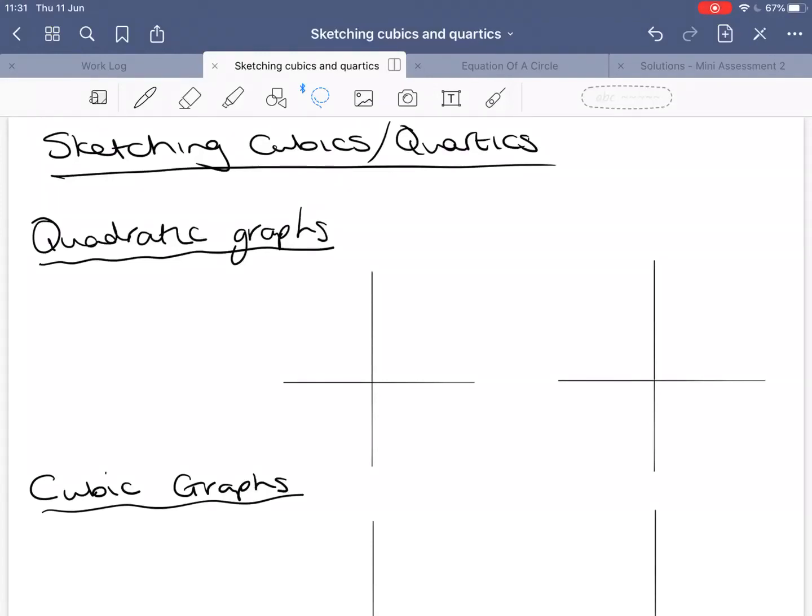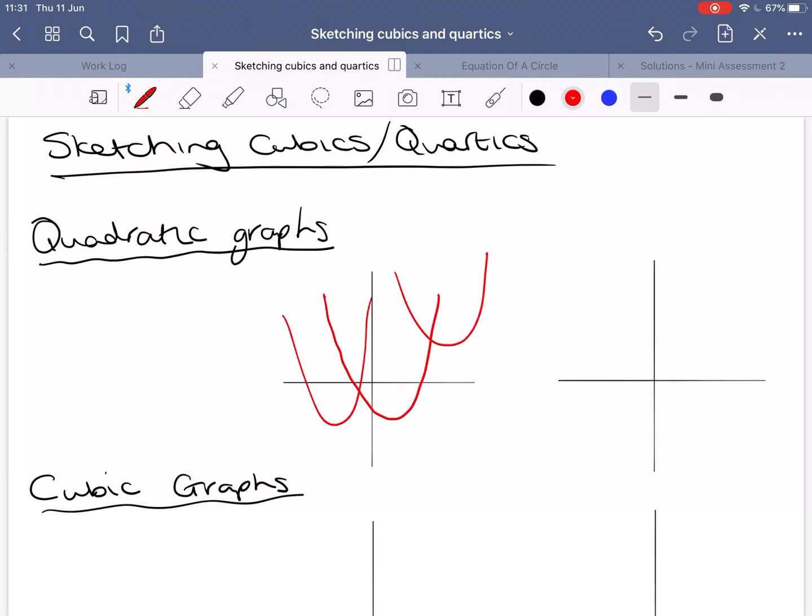Okay, so today we're going to look at sketching cubics and quartics, and I'll explain what they are in a second. But to begin with, we've got to think about quadratic graphs. Now, we all know what shape a quadratic graph has, and a quadratic graph generally has a shape a bit like this, and it could be anywhere on the curve, it could even just touch the x-axis, and all of those are positive x squared curves.